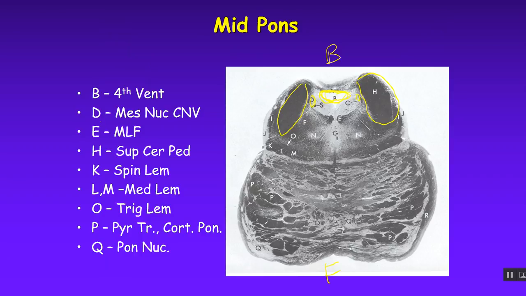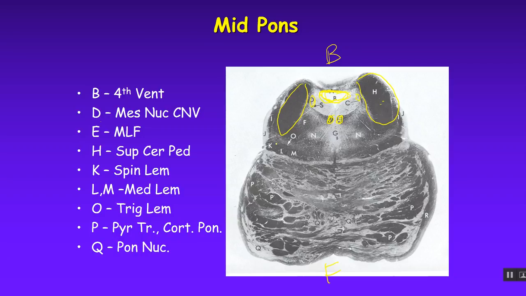E is the medial longitudinal fasciculus. So there's that little medial longitudinal fasciculus. It tends to sit really medial, and they're right together because it's connecting those little cranial nerve nuclei that are located really medial and right next to each other, okay? Those oculomotor nerves, those abducens nerves, okay, and trochlear. So there's an MLF right there. H, we already said, is a superior cerebellar peduncle.